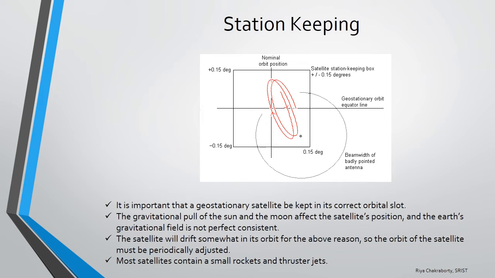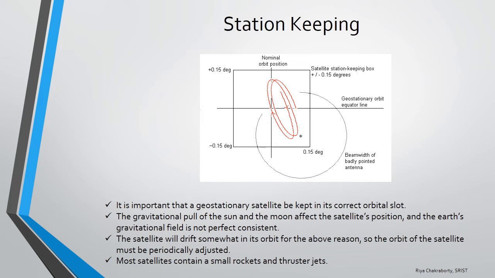Why? Because orbital drift is caused by a variety of forces. The gravitational pull of the sun and the moon affect the satellite's position, and the earth's gravitational field is not perfectly consistent. This is because the earth itself is not a perfect sphere. Because of this drift, the orbit of the satellite must be periodically adjusted.